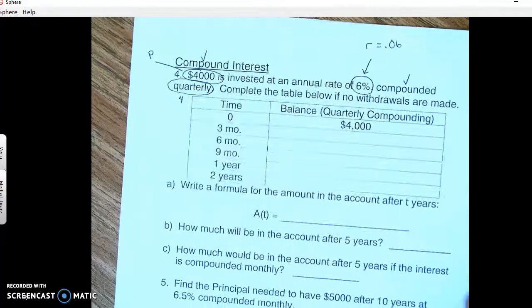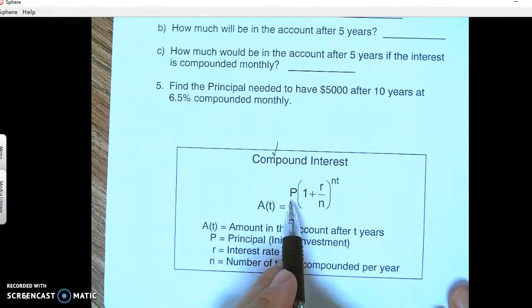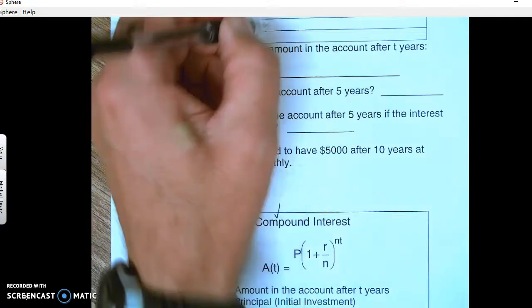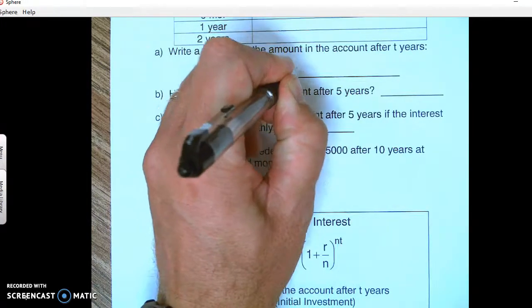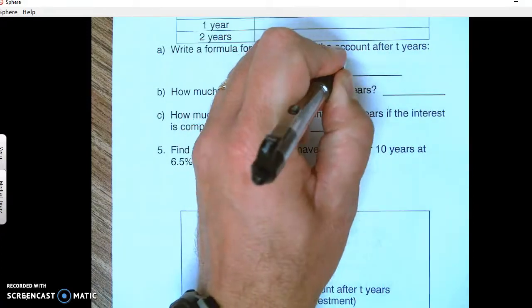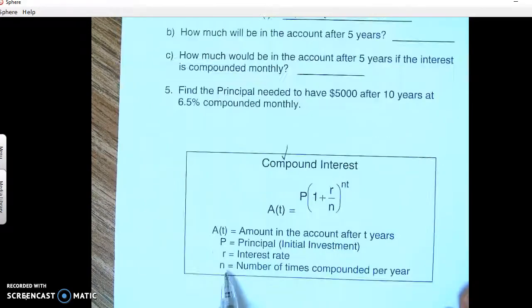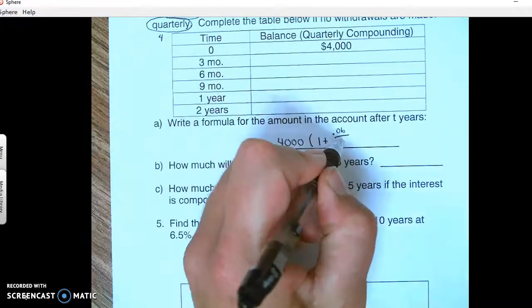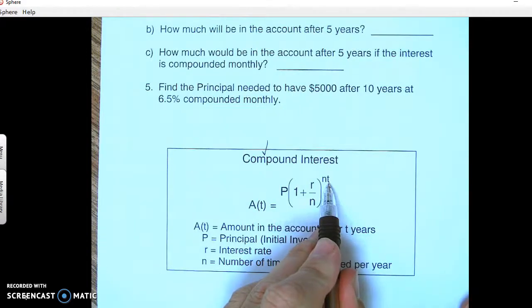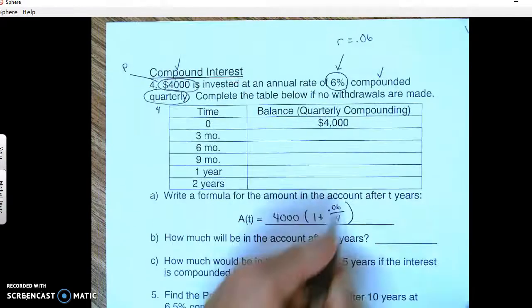It says write a formula. So again, we go down here to our little formula. We know that our principal is 4,000. That's how much we begin with. We know our rate is 0.06. And we know that the number of times it's compounded, N, tells you right down here, is compounded quarterly. So that would be 4. And then it's N times T. So in this case, it's compounded quarterly, so 4 times T.